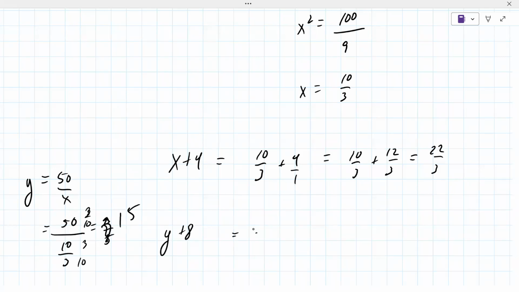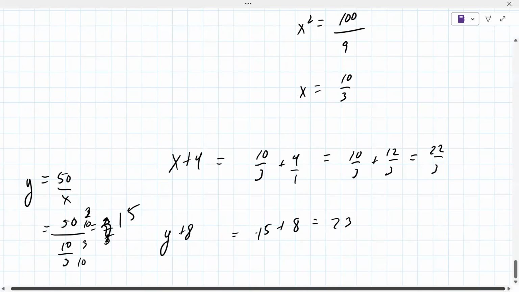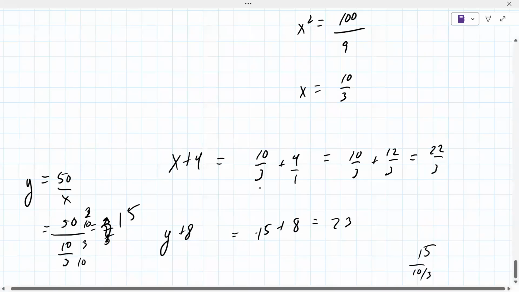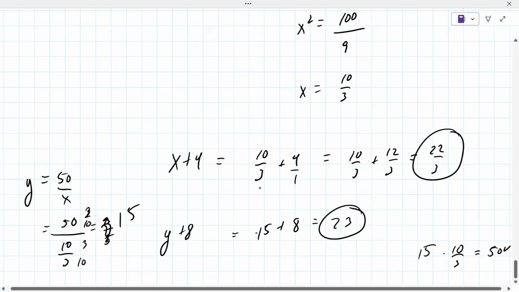It ends up being 15. 15 plus 8 is 23. I guess those are your dimensions. But that doesn't work, 23. No, 15 times that doesn't work. Okay, so 15 times 10 thirds is 50, like we want. Okay, so those are good. Those are the border dimensions.